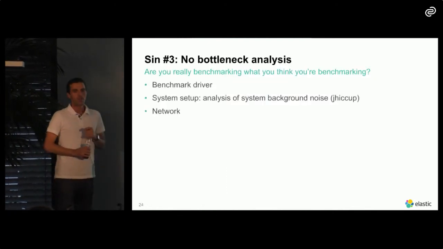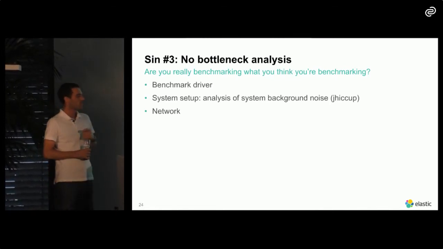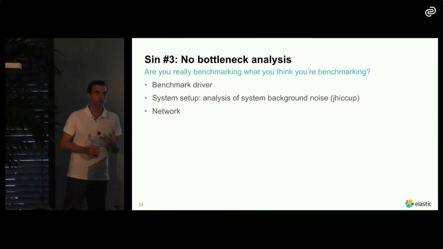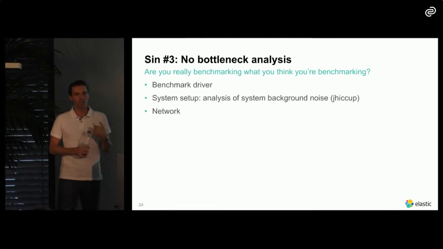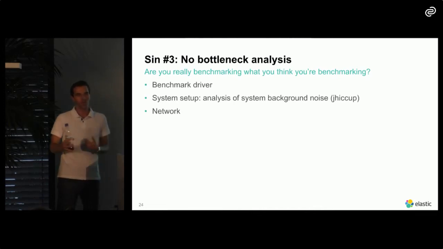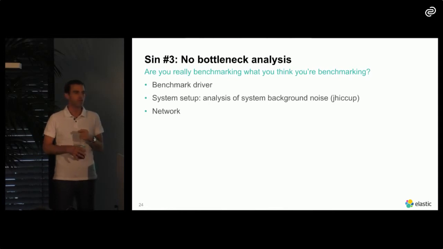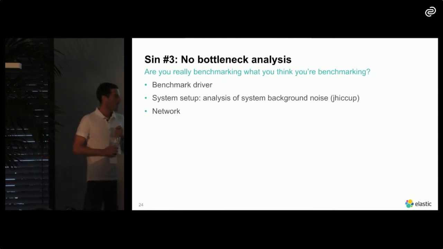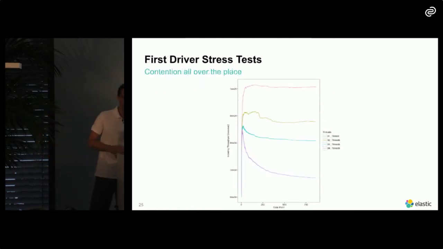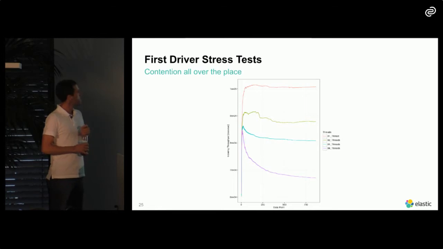Third sin, you don't think about bottlenecks. You just have some kind of number, but you don't know whether you really benchmark what you think you're benchmarking. For example, a bottleneck could be in your benchmark driver, which we'll see in a second, or in your system setup. For example, you have a very noisy background service which is always interrupting and stealing your CPU. That's probably a problem for latency. Or for example, you have a noisy network, or you use like a 10 megabit network, then obviously you can't reach really good performance.